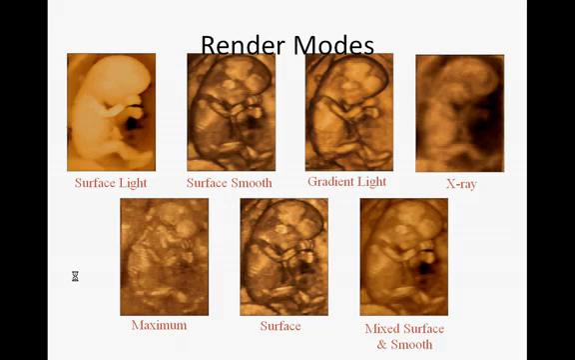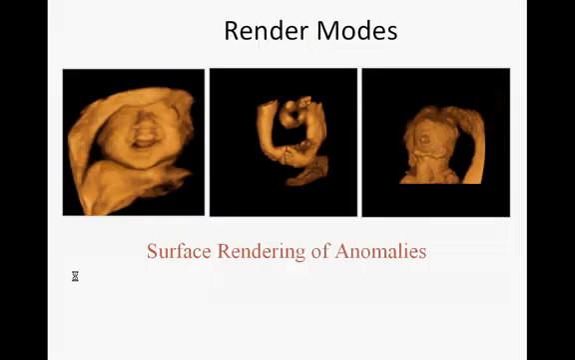These are some of the examples of the rendering modes that are available, and with the different rendering modes, the anomalies can be very clearly depicted, and at the same time can be shown to the parents as well as the referring doctor. A clubfoot, bilateral clubfoot is shown in the middle, and a case of acrocephaly is shown on the right side.